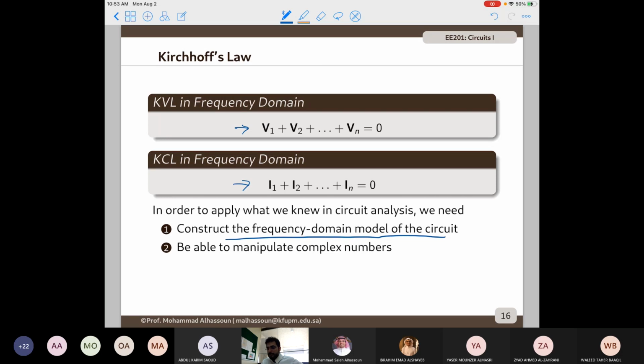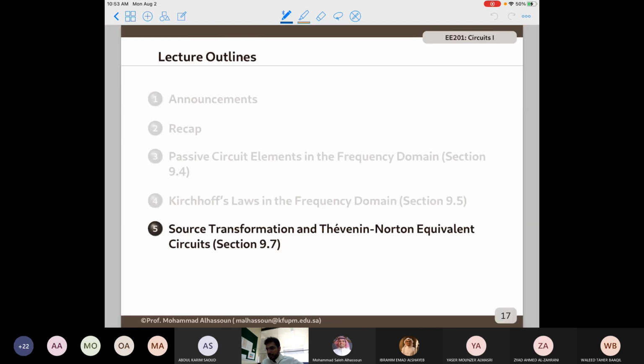Any question? You see that studying chapter 9 is not much of a new concept. Everything we have in chapter 9 is something that we cover. The only difference here is we're dealing with complex numbers, not something new anymore.